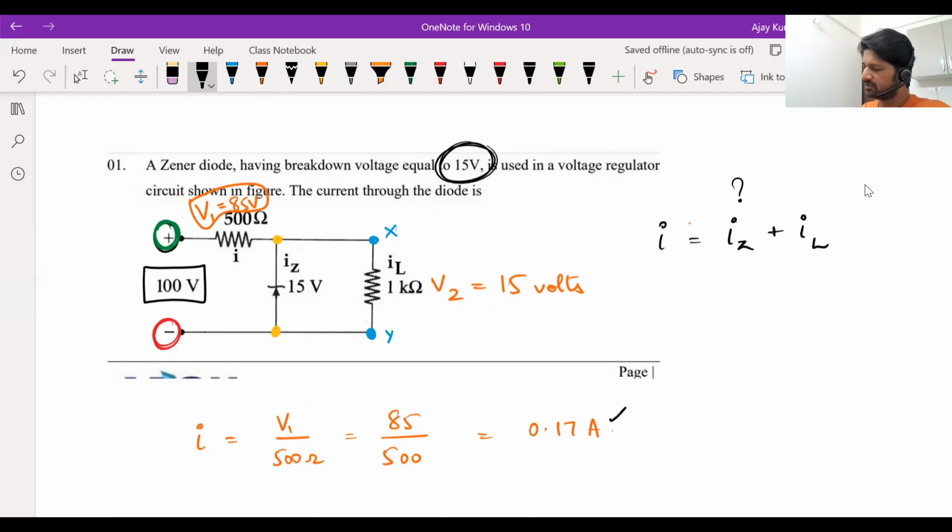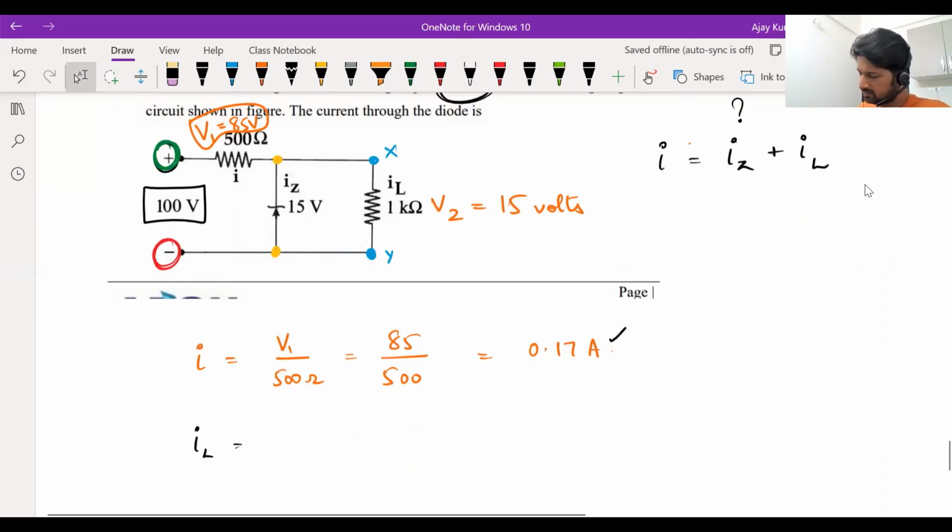Now current I we have calculated. Next you calculate the current through the load. What current is passing through the load? Voltage is 15. Resistance is 1 kilo ohm. Okay. So current in the load, IL will be 15 divided by 1000. That is 0.015 amperes. Once you know I and IL, subtract them, you'll get IZ. Okay. Is this clear? Any doubts in this? Fine.